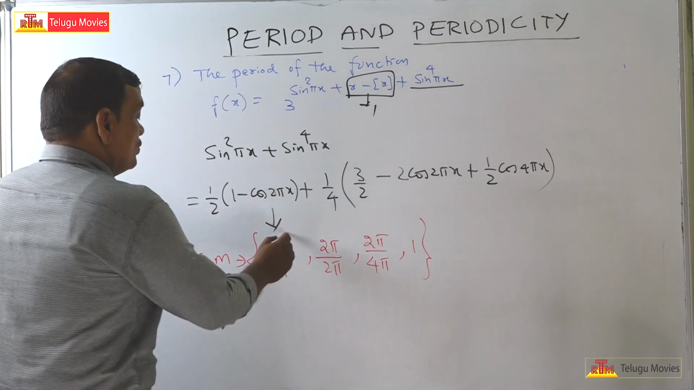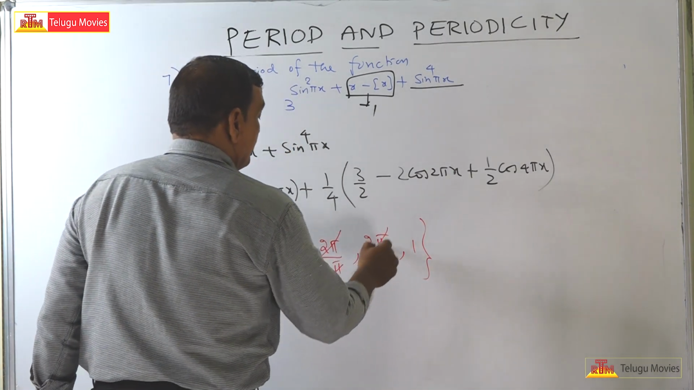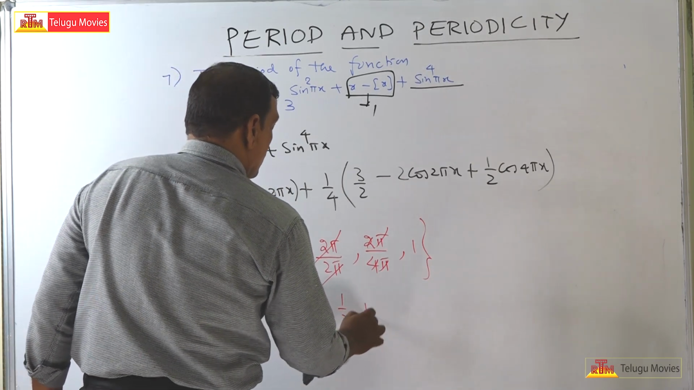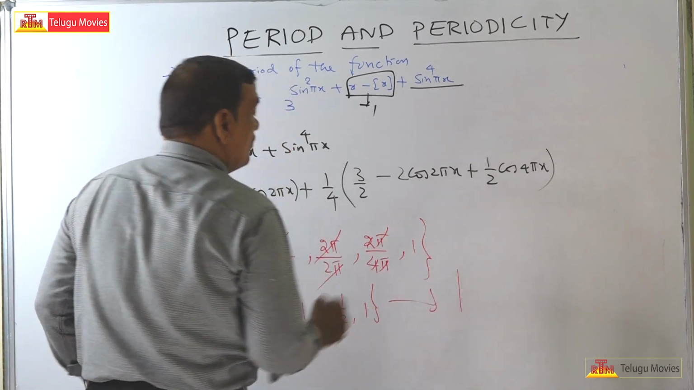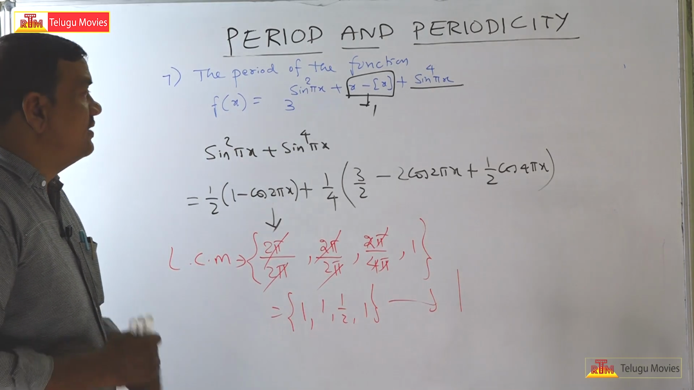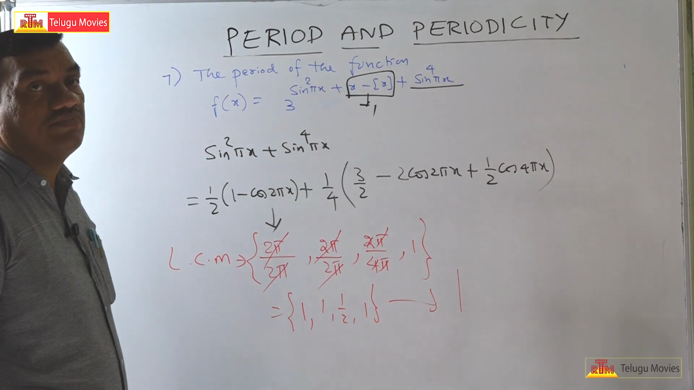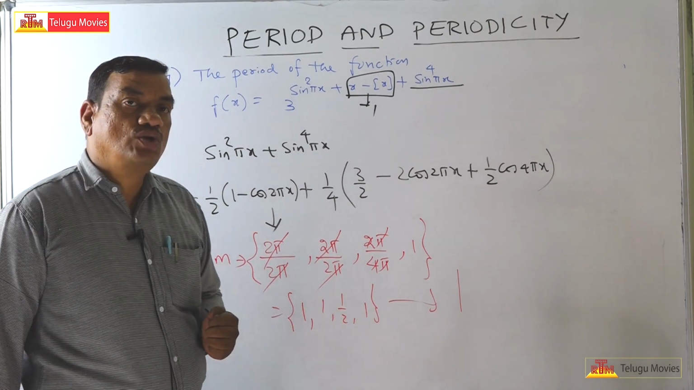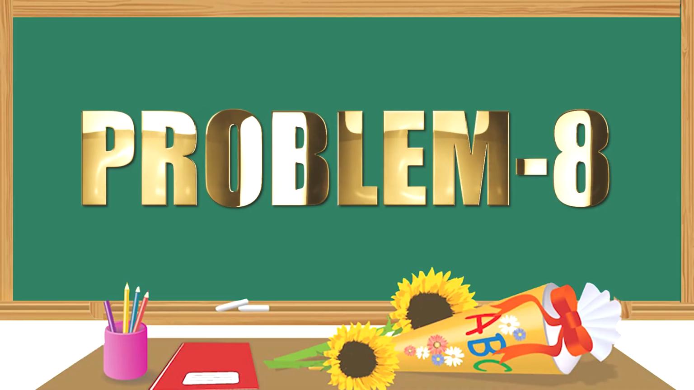Ultimately we got, 2 pi cancel, 2 pi, 2 pi, p also 1 by 2. So on the whole 1, 1, 1 by 2, 1. So what is the LCM? 1. So therefore the period of this function is 1. I hope that you understand this solution. Let us go for the next problem.